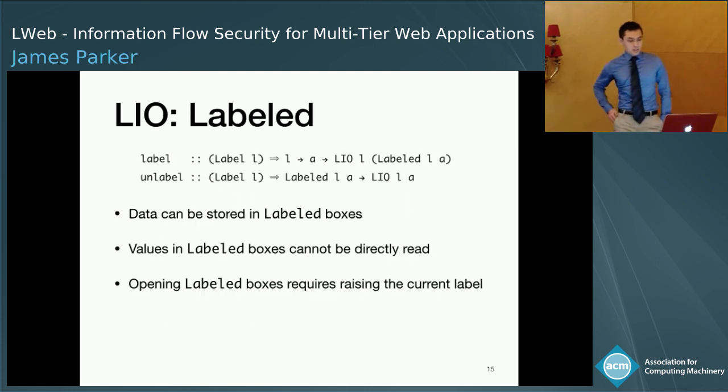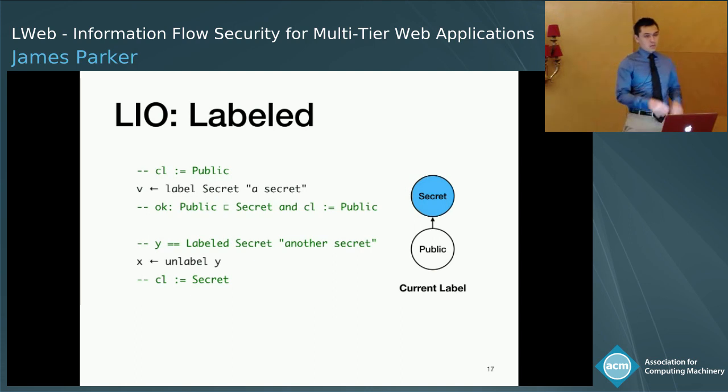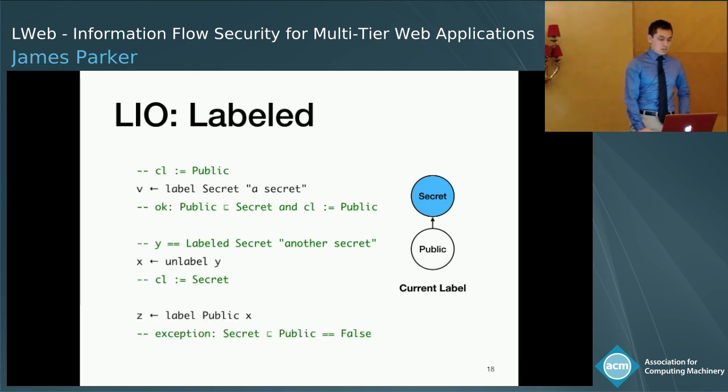In LIO, data can be stored inside of these labeled boxes. Values inside labeled boxes cannot be read directly. So you have to explicitly open them, which will raise your current label. And at the top, you can see two functions that will box and unbox labeled values. And here's another example. Basically, anytime you label a value, it's like writing to that channel. And when you unlabel, it's like reading from that channel. So this is similar to the previous example.